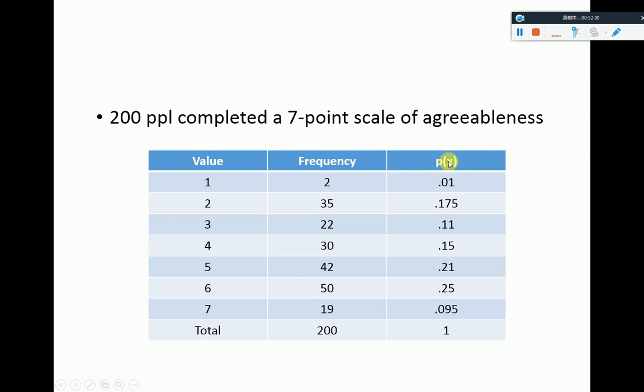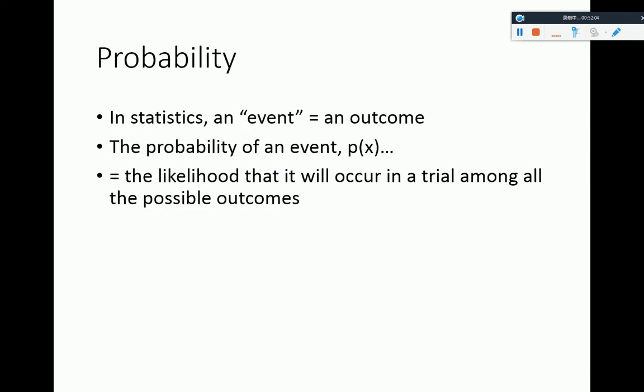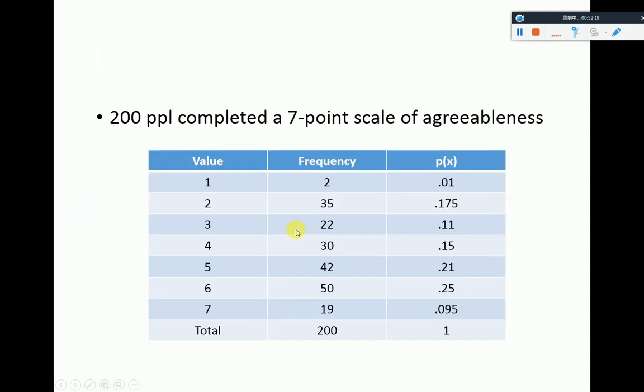Then we can calculate the probability, the likelihood that a particular event is observed in a trial, that is, among the 200 throws. That gives us 0.01, which is exactly how we calculate relative frequency. 2 divided by 200, 35 divided by 200, 22 divided by 200, 30 divided by 200, all the way to 7, or 19 divided by 200, which gives 0.095.